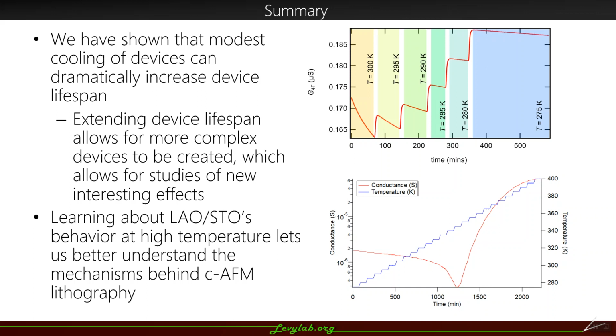up the potential to do tests where we subject the sample to high temperatures, such as annealing samples in oxygen, or surface studies of the samples, or simply applying high voltage to the sample, which may cause arcing and therefore high temperatures on the surface. Understanding LaOSTO's behavior at high temperature lets us better understand the mechanisms behind the c-AFM lithography and gives us new insight into how the system behaves.